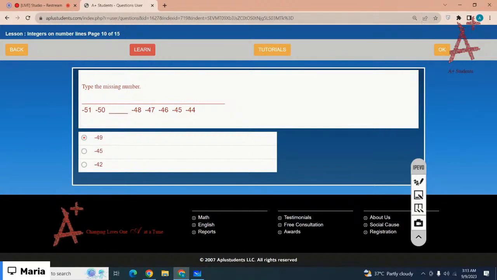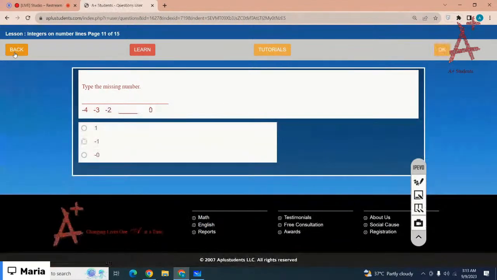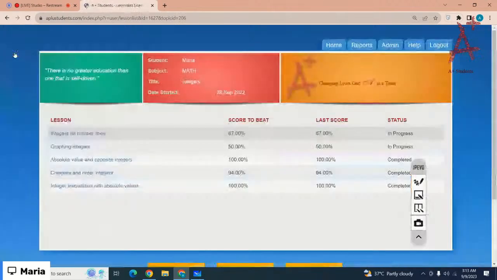Okay, you can complete the lesson by yourself later today. Let me just move on to the next lesson, right? The next lesson is absolute values, I think. Graphing integers, right? How do we graph integers, right? We're going to learn how do we graph integers.